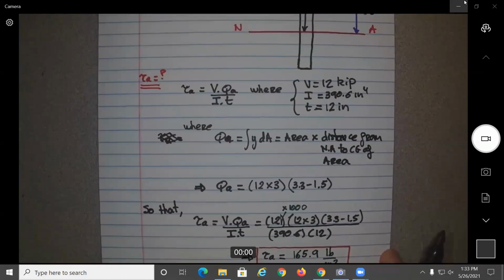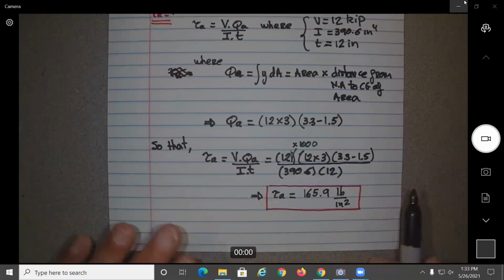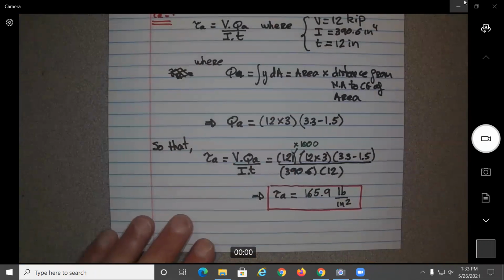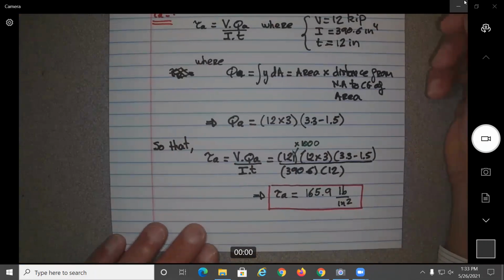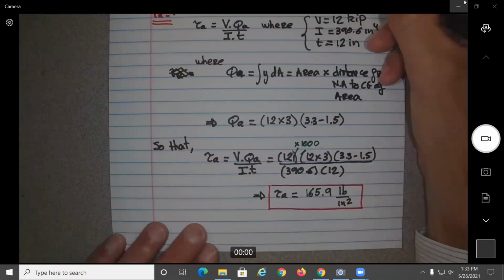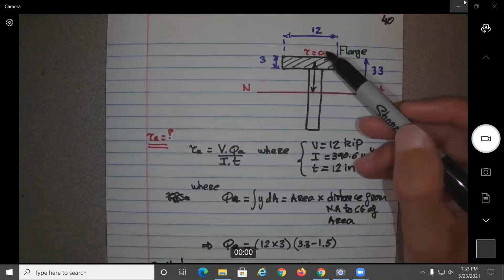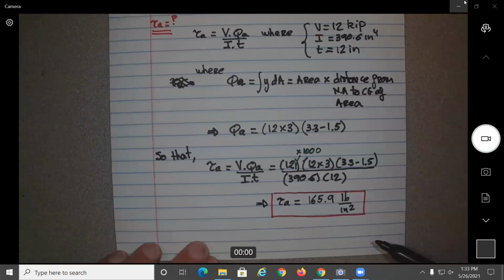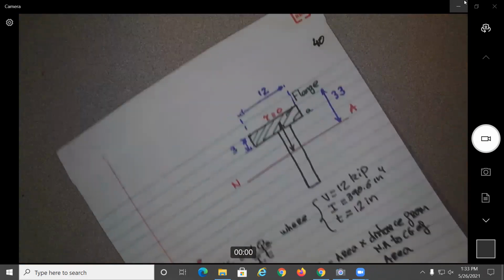Okay. All right, so now be careful because it might get a bit confusing. I'm gonna go slow. So this is the value at this point here. So basically we know that at the top is 0 and at point A is 165.9. All right, let me go to the next page.